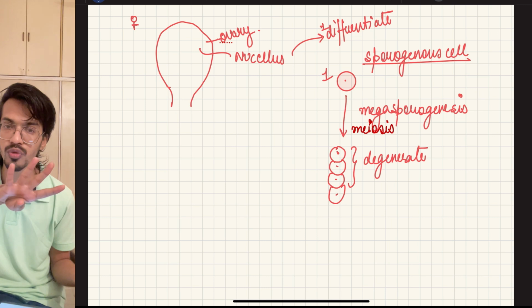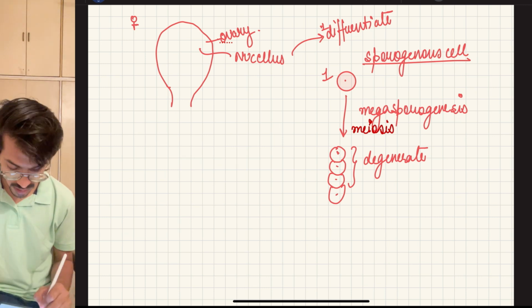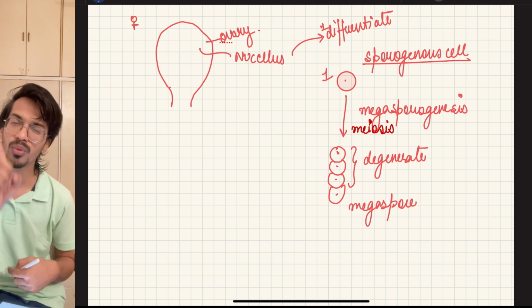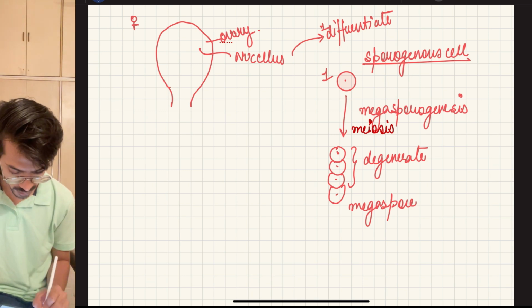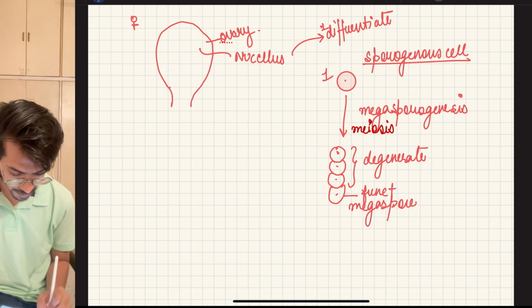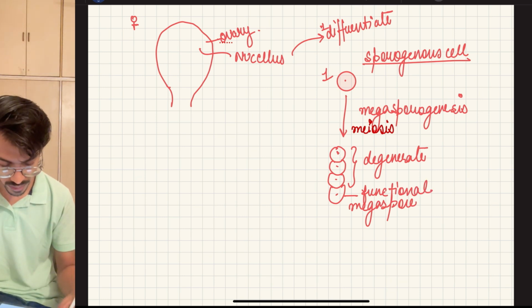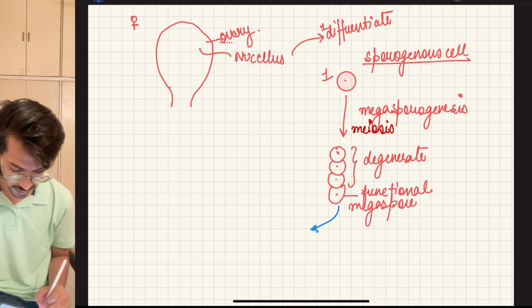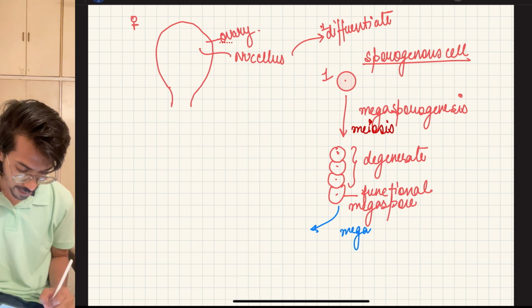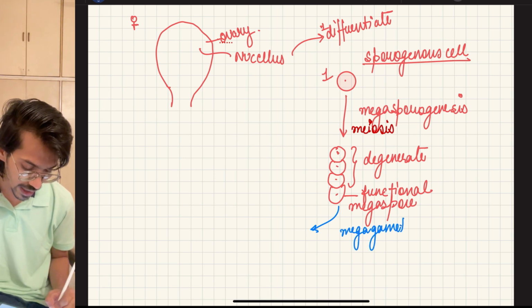In that it will make 4 megaspores, but out of these 4 megaspores only 1 is left functional. So we call it the functional megaspore. Once this megasporogenesis is over, it will undergo megagametogenesis, because still the gamete has not been made. So we will do that.